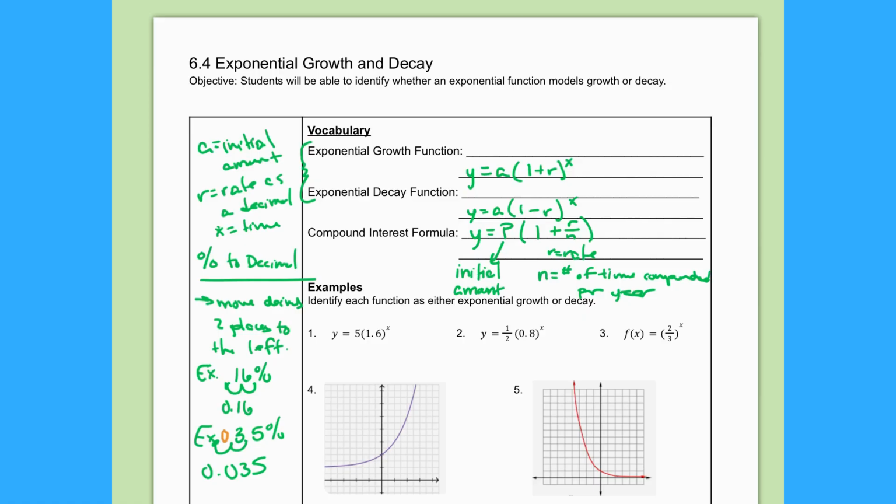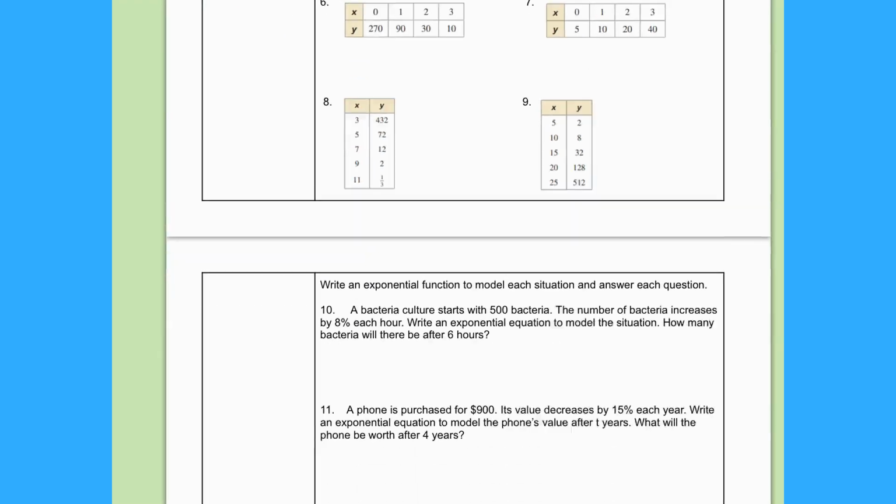And then the exponent on this is going to be N times T. So again, N is the same N for both. T is the time. So how many years? All right, so let's go look at some examples of how we can use these formulas to help us solve some real-world problems.